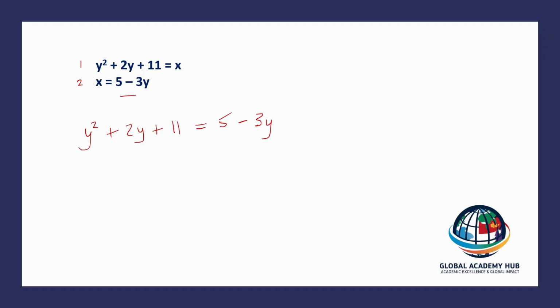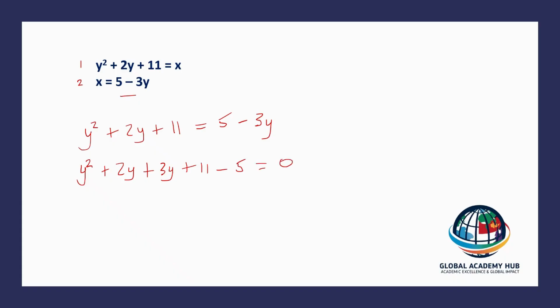So let's simplify this. So I have y squared plus 2y. And I'm going to transpose this 3y on the right-hand side over to the left. So it's going to become positive, so it's going to be plus 3y plus 11. And then I'm going to transpose this 5, which is on the right-hand side, over to the left-hand side. So it's going to become minus 5. And this is equal to 0.